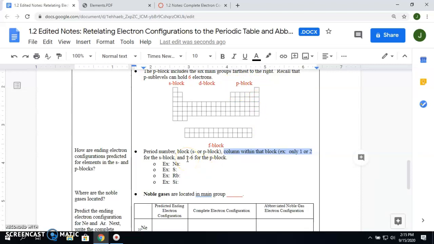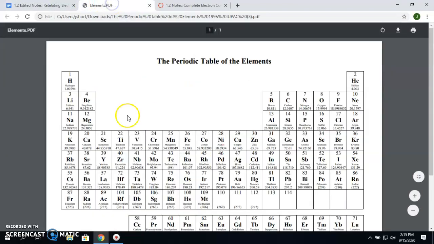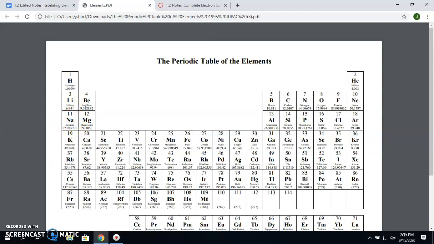For example, sodium is right here. So you should ask yourself, what horizontal period is it in, what block is it in, and what column inside the block is it in. Give that a try, hit pause and write it down. Okay, you should notice that the horizontal period is 3. 1, 2, 3. So it's in the third period, it's in the S block, and it's also in the first column of the S block.